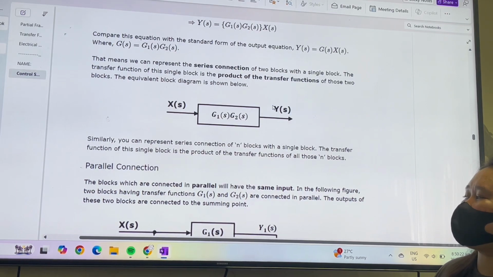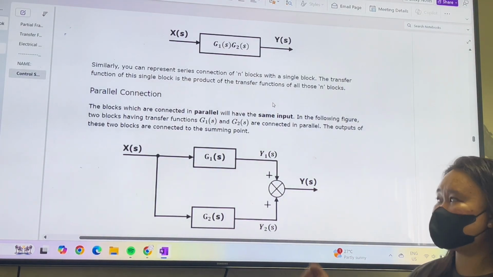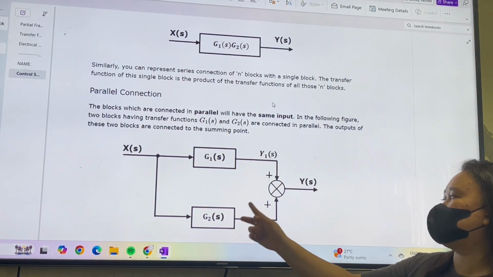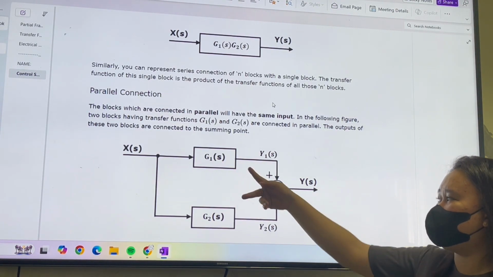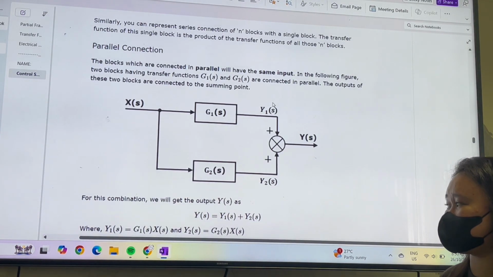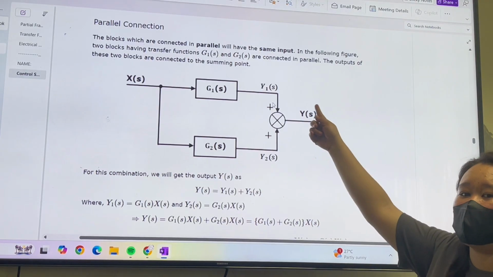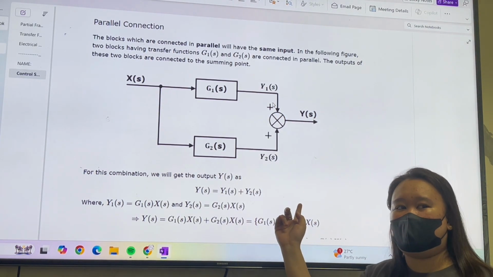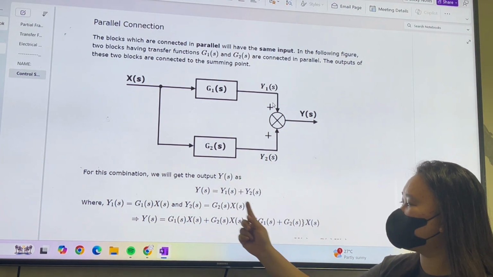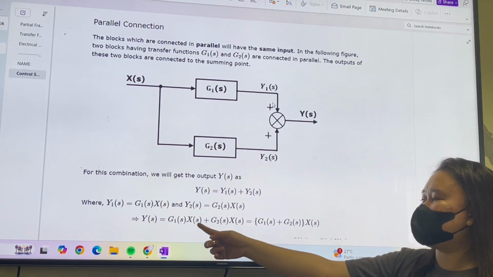Parallel connection. The blocks which are connected in parallel will have the same input, X of s. Two blocks having transfer functions G1 of s and G2 of s. We have two blocks here having one input. Y1 is equal to G1 of s times X of s, and Y2 is equal to G2 of s times X of s. Now, the overall output is equal to the sum of Y1 and Y2. If you add those two, we get G1 of s plus G2 of s, times X of s.